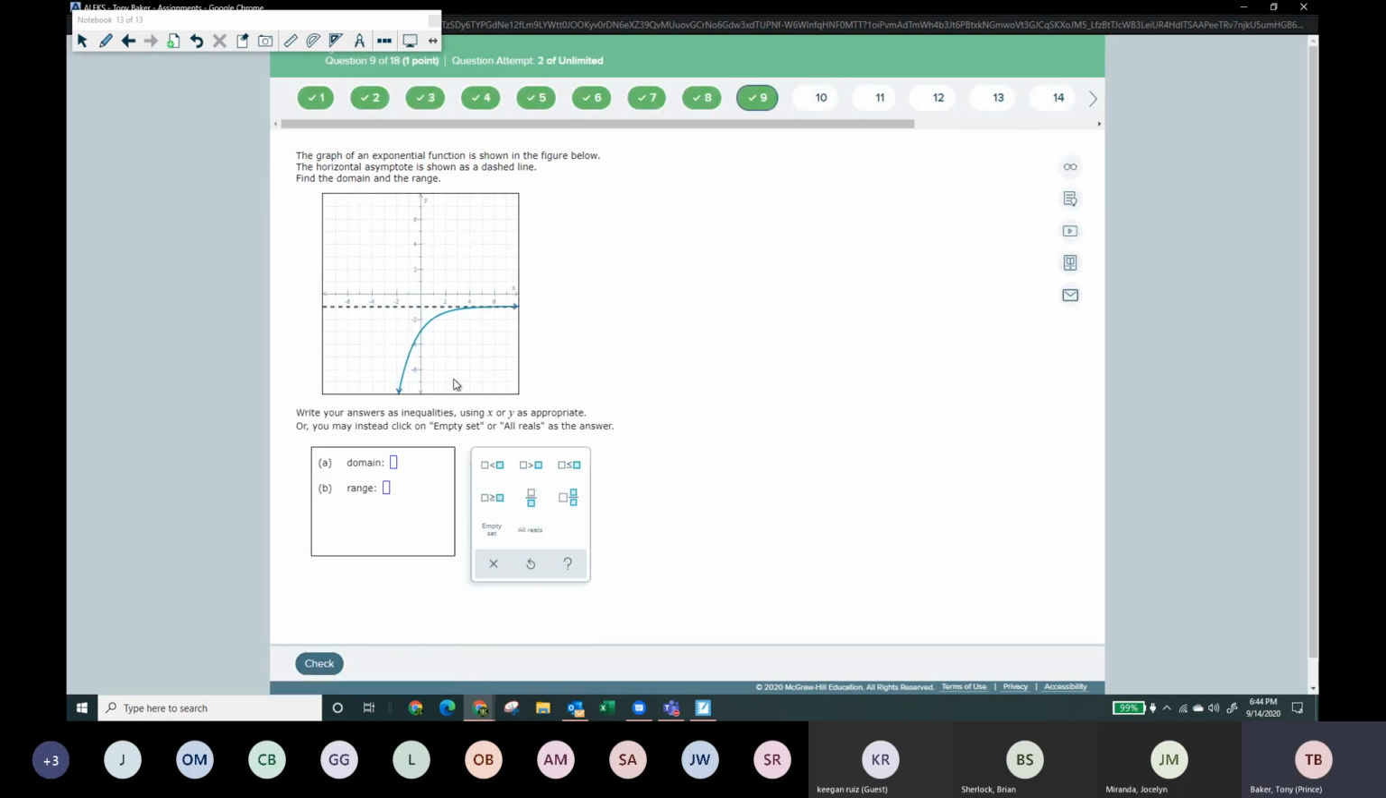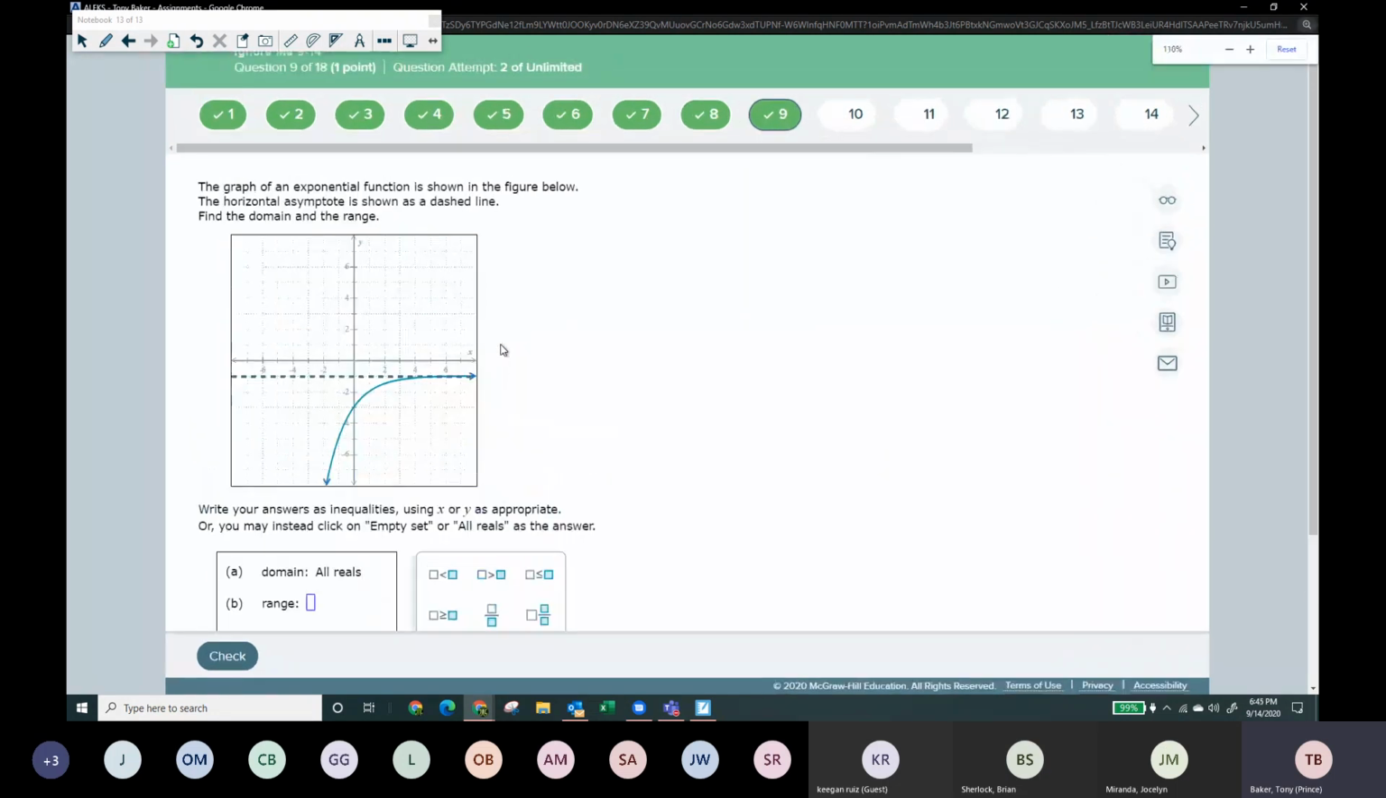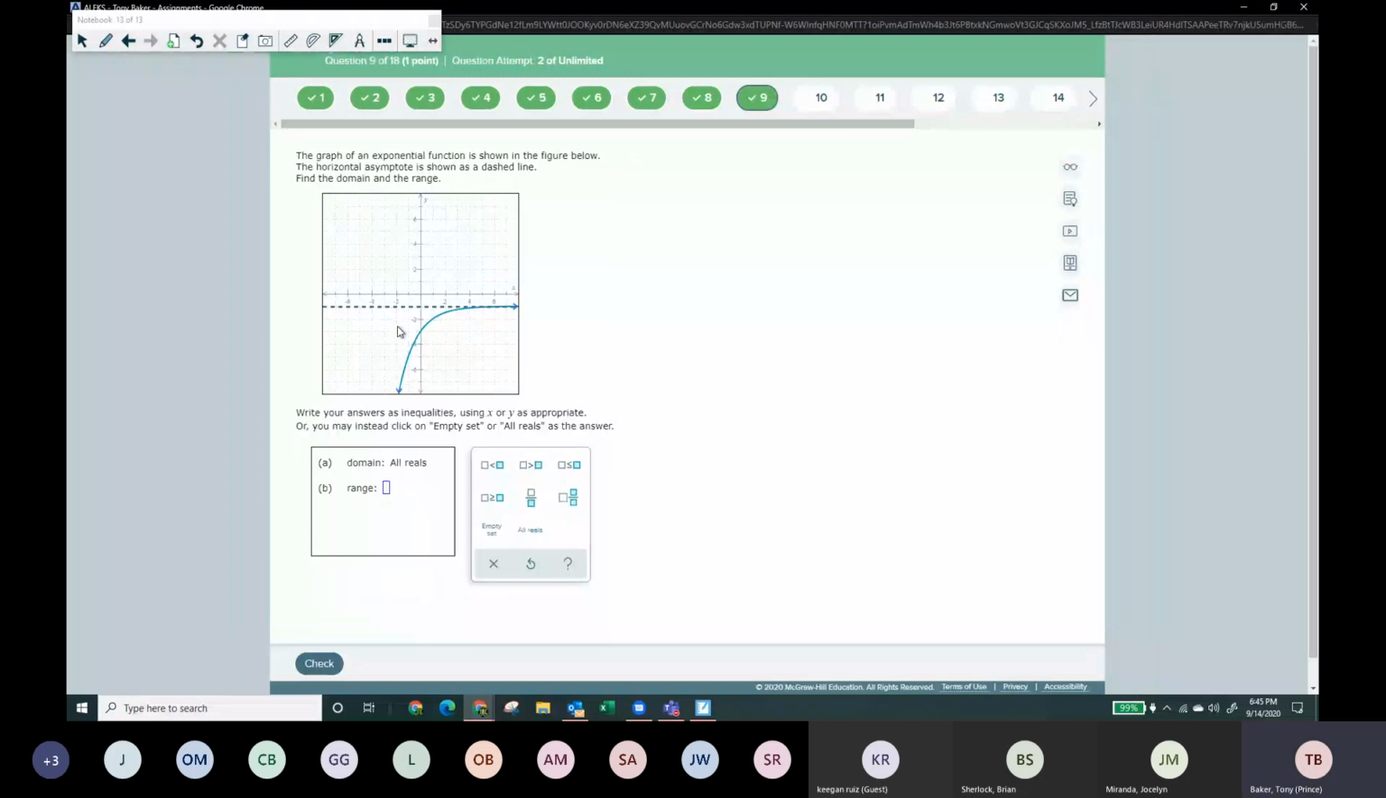All right, let's do one more of those. Same thing here. My domain, again, is all real numbers. Even though this graph looks like it goes through the dashed line, that's a figment of the picture on the screen. It does not actually cross that dashed line. So my range, in this case, is from negative infinity to negative 1, so y is less than negative 1.